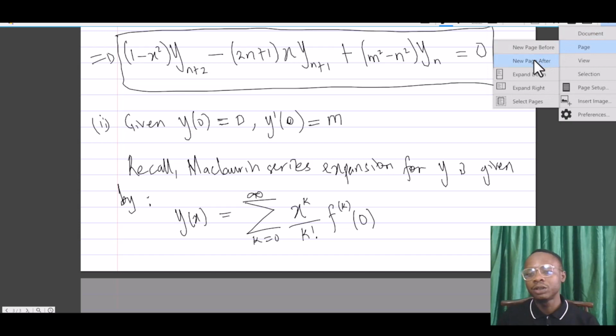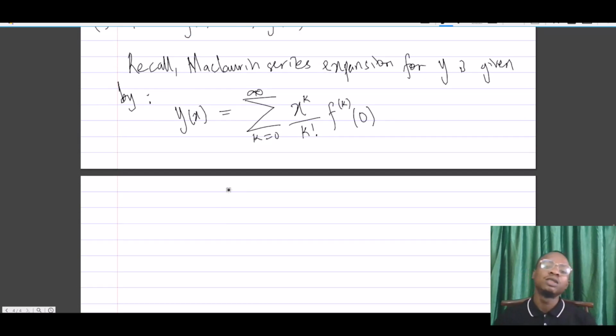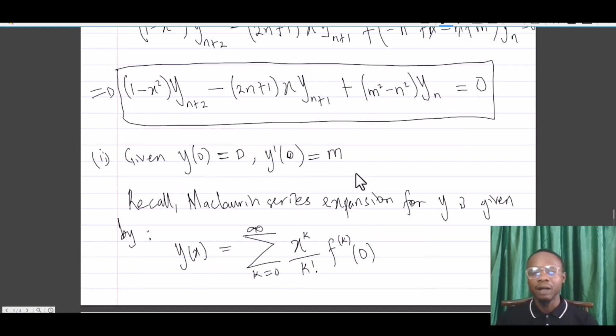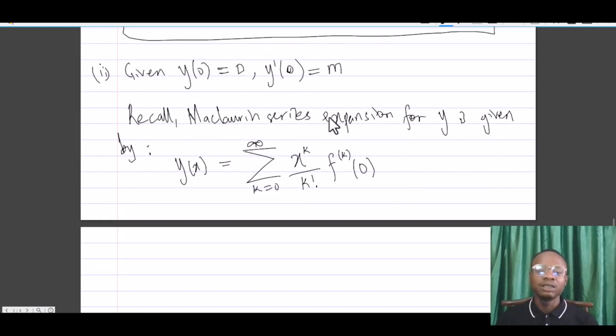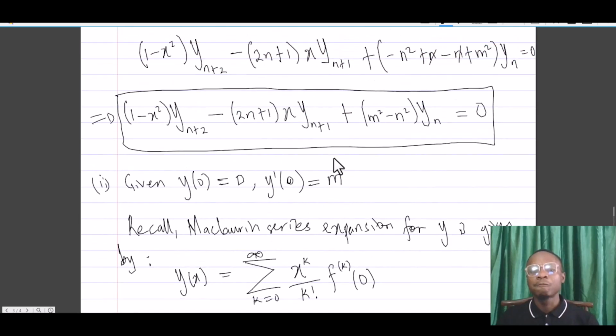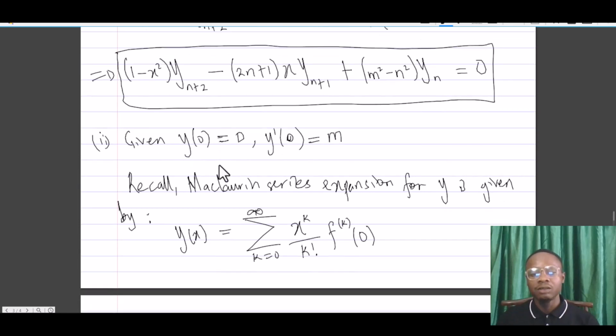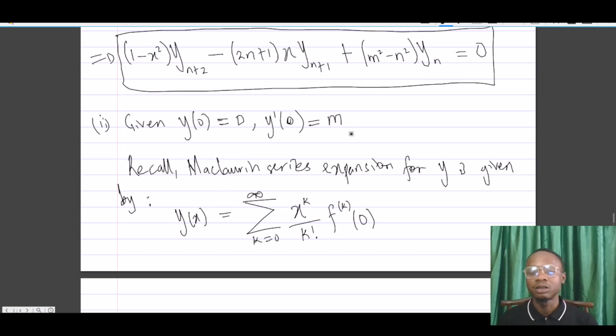So let's say new page. This is expected for a particular function now. We don't know what the nth derivative will be from all of these expressions, but we can get the first few terms and write them out first. We know the value of y here. So this is going to be y instead of f, that is, the kth derivative of y at x equals 0.